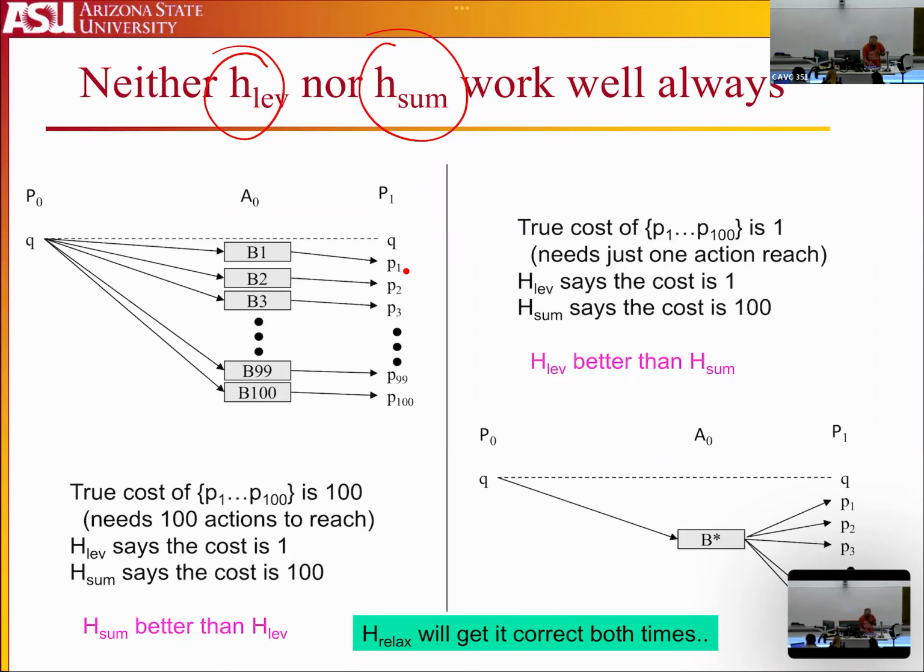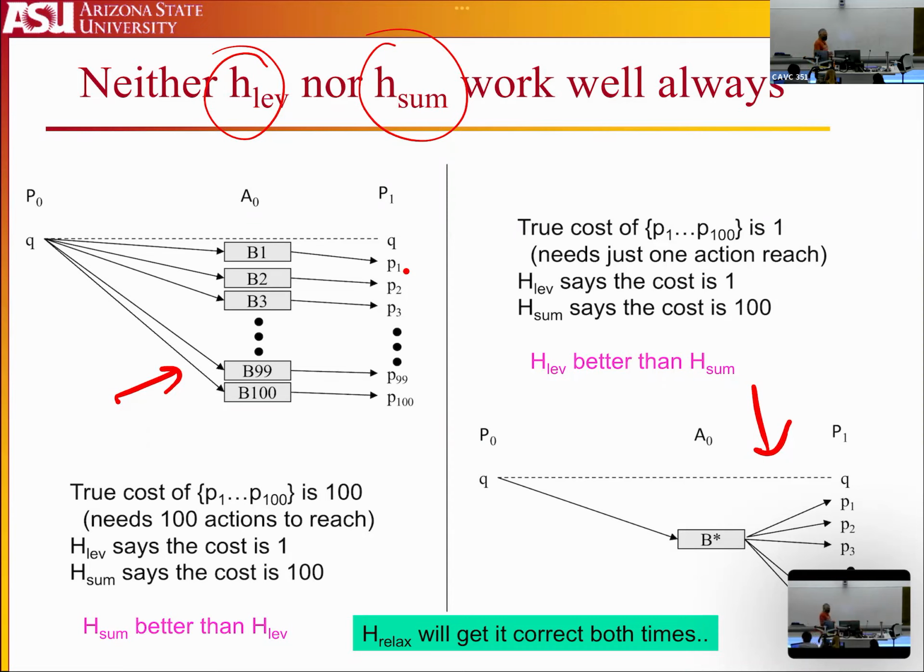Similarly, then you say, oh, in this particular case, had you added them up, you would have done better. Because P1 is 1, P2 is 1, P3 is 1, and Pn is 1. If you added them, acted as if they are independent, then you get H sum. That will actually be the correct number. Except that would be wrong in this case. Here, there is a B star which gives P1 to Pn. In that case, the level is again the right one.